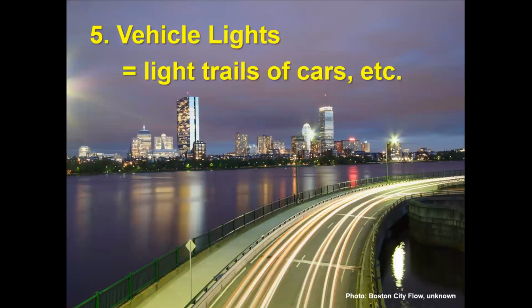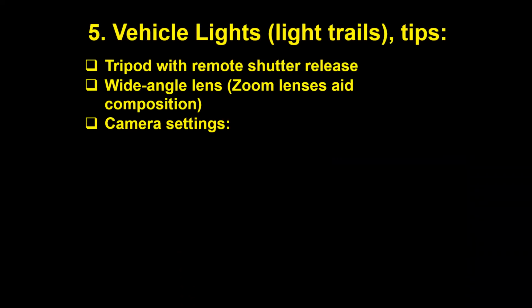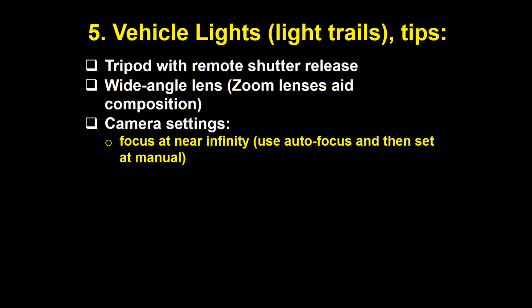Now, vehicle lights. These make light trails just like we had star trails. Here we have light trails of vehicles. So the same sort of things with tripod, wide angle lenses and whatnot. I again focus near infinity, so you can use autofocus and then set it at manual. You can have a fairly wide aperture range.